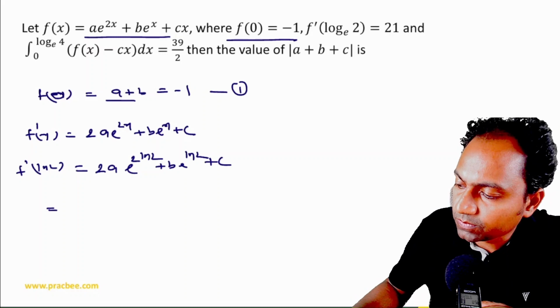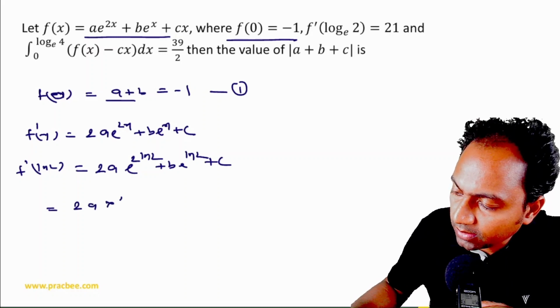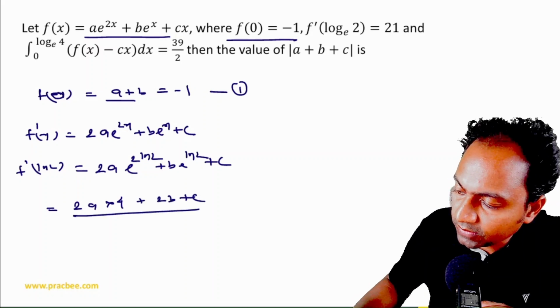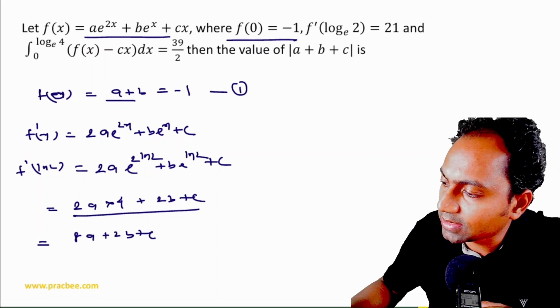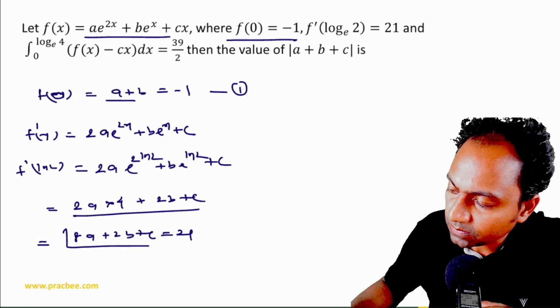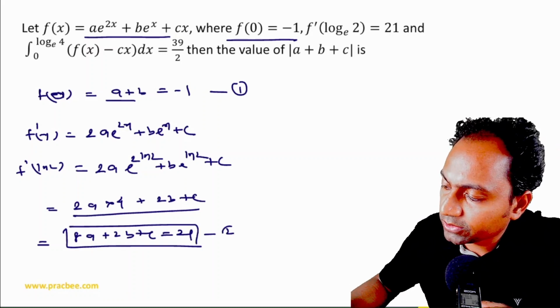And if I do so in the second part, now this becomes nothing but twice of a into 4 plus 2b plus c. And if I simplify, this is nothing but 8a plus 2b plus c, and this is given as nothing but 21. This is another thing that they have given us. So this becomes condition 2.